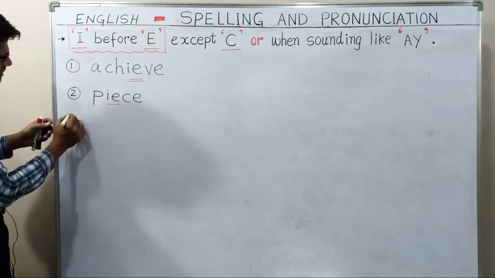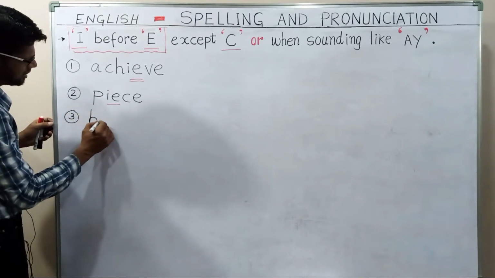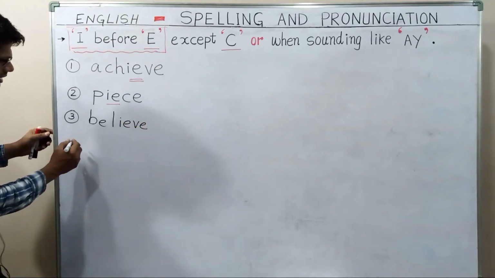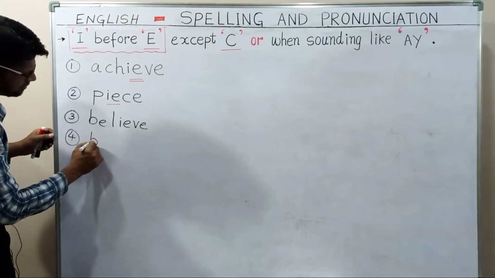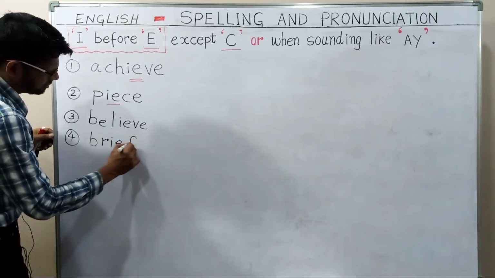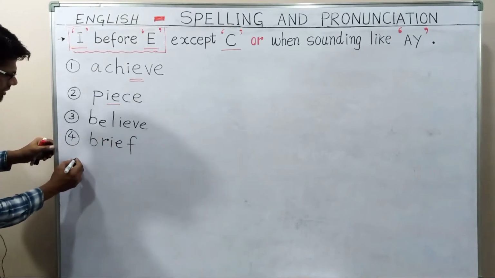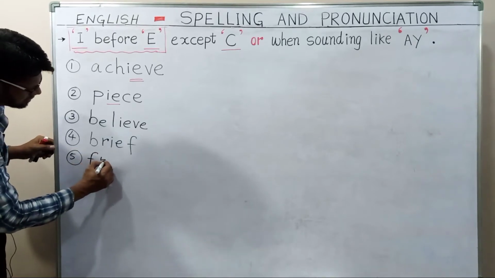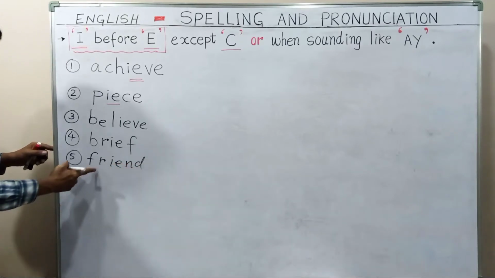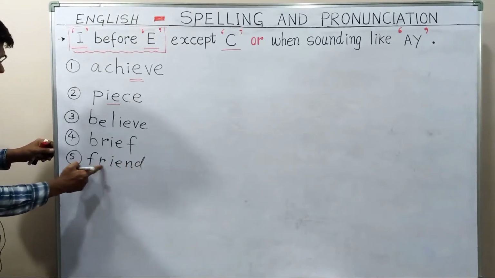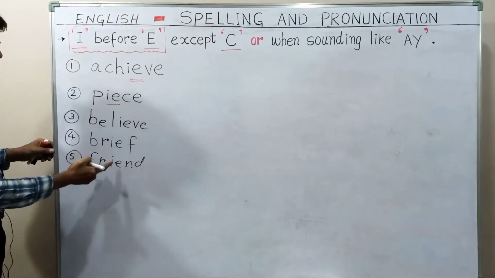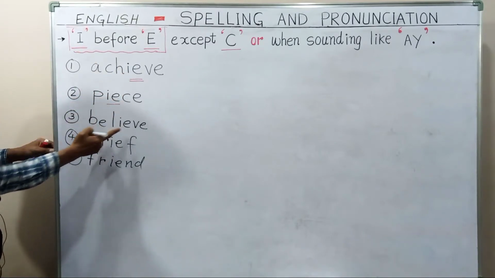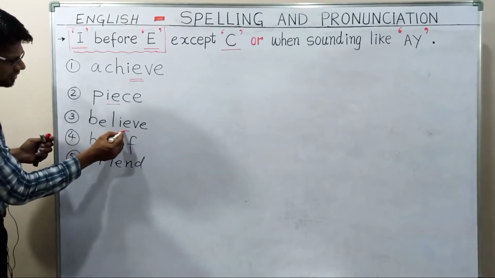One more example. If I write believe, B-E-L, after L, I-E-V-E, believe. You can notice here believe, and one more word, brief, B-R-I-E-F, brief. You can notice I-E. And if I write, for example, friend, F-R-I-E-N-D. Here also you can notice F-R-I, after R, I-E. So I before E. Before E, which letter is here? I. In believe also you can notice that I is there.